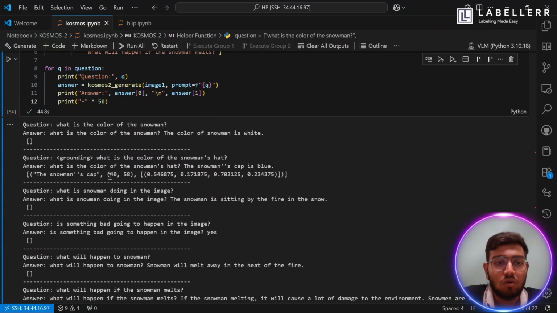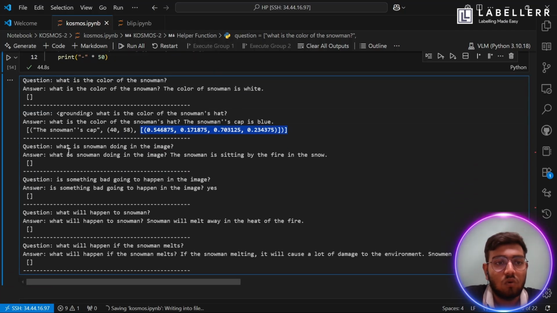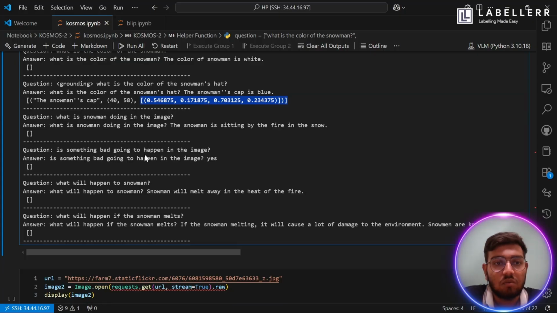Then it's giving me the snowman's location, which is true. Now, what is the snowman doing? The snowman sitting by the fire in this one is true. Is something bad going to happen in the image? Yes, but it's not provided what will happen, so that's a limitation. What will happen to the snowman? The snowman will melt away in the heat of the fire. So it's understanding what will happen to the snowman.